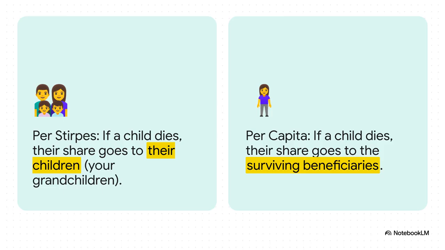Per stirpes versus per capita. Per stirpes basically means by the family branch. So if you have two kids and one of them passes away before you, their share automatically goes down to their kids, your grandkids. But per capita, which means by the head, is different. In that same scenario, the deceased child's share gets split up among your other living children. The grandkids, they'd get nothing. It's a tiny detail that completely changes who gets what.